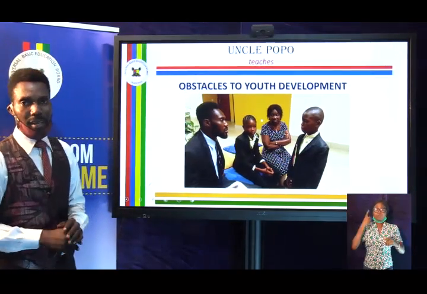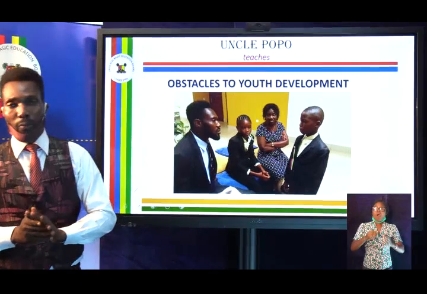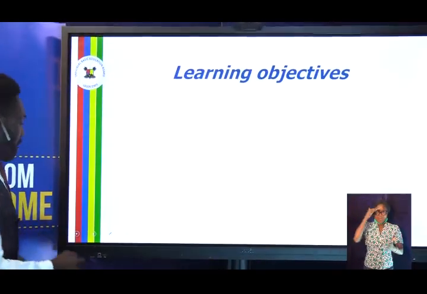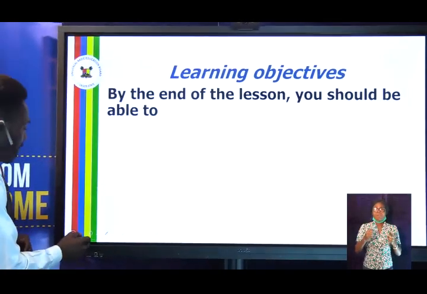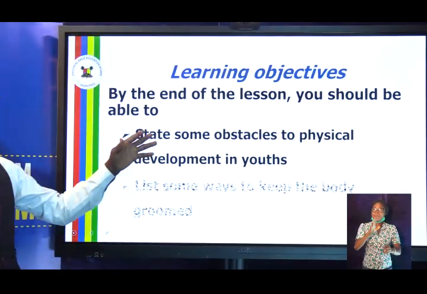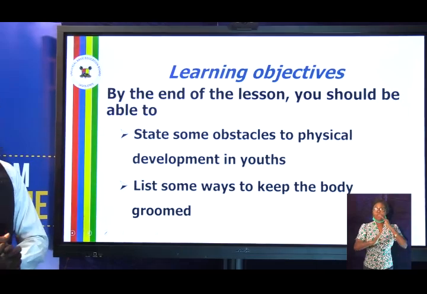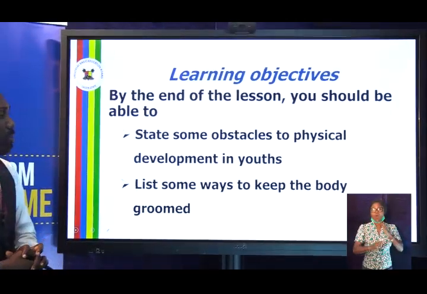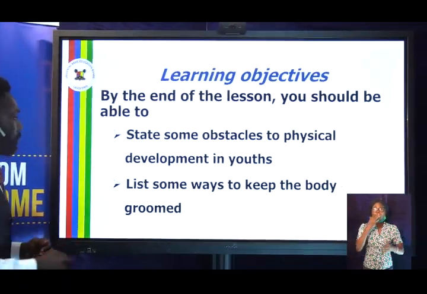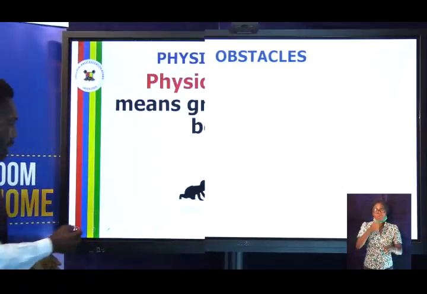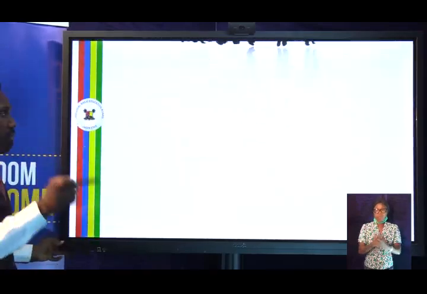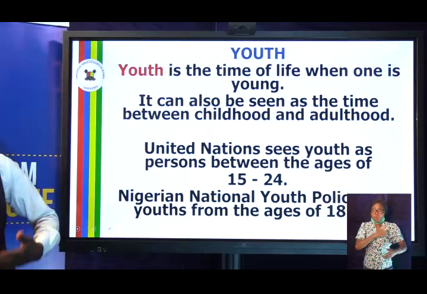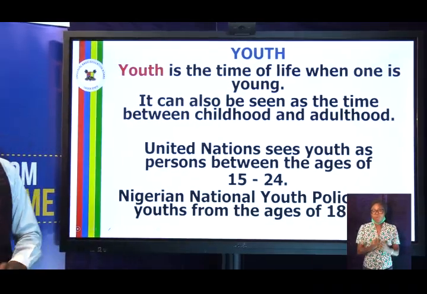Say the topic after me: obstacles to youth development. What are the learning objectives for today's lesson? By the end of the lesson, you should be able to state some obstacles to physical development in youth, and list some ways to keep the body groomed. I know some of you are looking at the pictures in your sitting room, looking at you when you were a baby, but now you have grown to become who you are now.